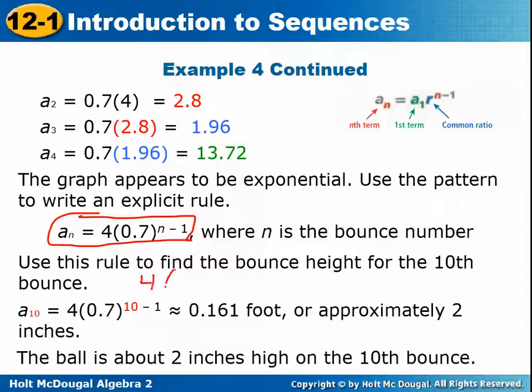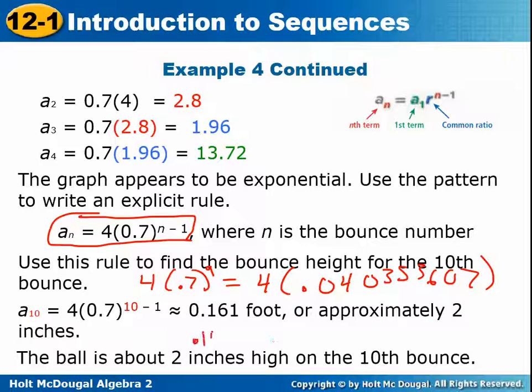So 4 times 0.7 to the 9th power. Do the 0.7 to the 9th first. So we'd have 4 times, here's what I got on my calculator, 0.040353607. I'm not going to actually write that down on paper. I'm just going to leave it on my calculator and now multiply that by 4 to get 0.1614144. So that's approximately 0.161 foot, or they change it to inches.